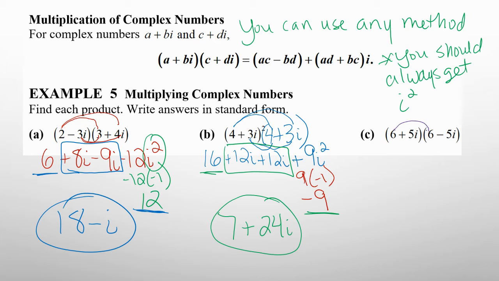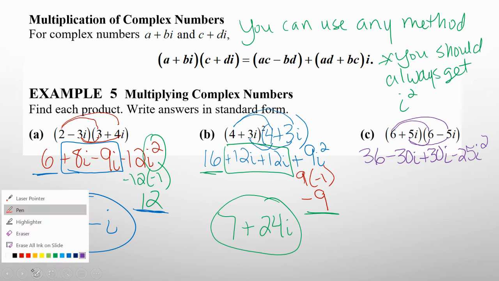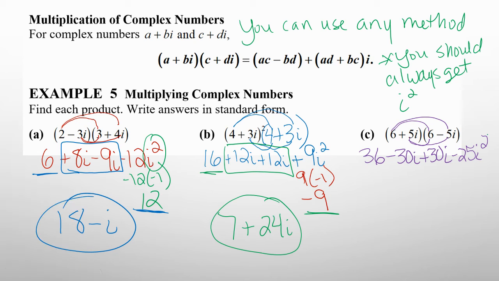Letter C, 6 times 6 is 36. 6 times negative 5i is negative 30i. 5i times 6 is positive 30i. And negative 5i times 5i is negative 25i squared. I'm still taking care of this i squared first. So negative 25 times negative 1 is positive 25.